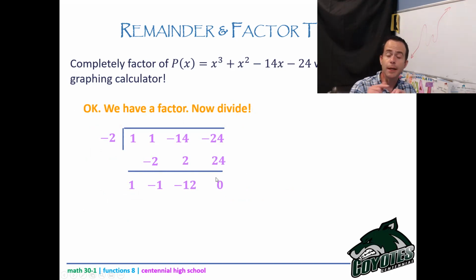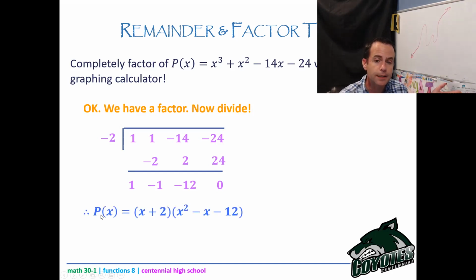Now, if you don't get a remainder of 0 here, something went wrong, right? Because you just told me 2 seconds ago, you just wrote down in your work, hey, I found a factor. So if you found a factor, the remainder has to be 0. If the remainder is not 0, stop and figure out what just went wrong. Don't keep going, right?